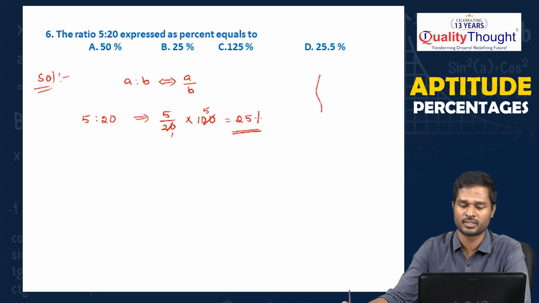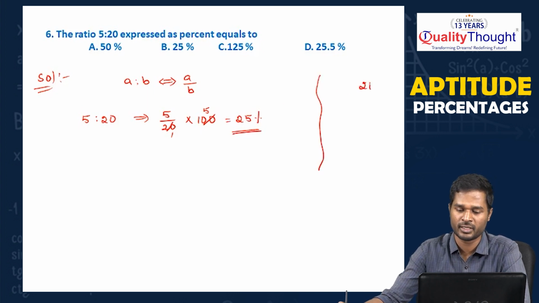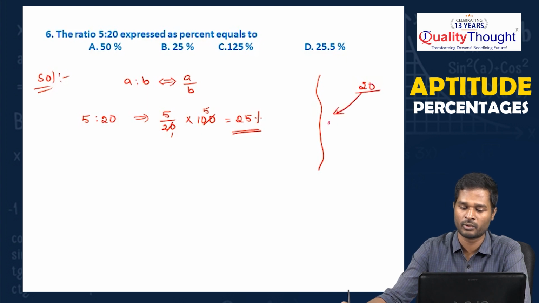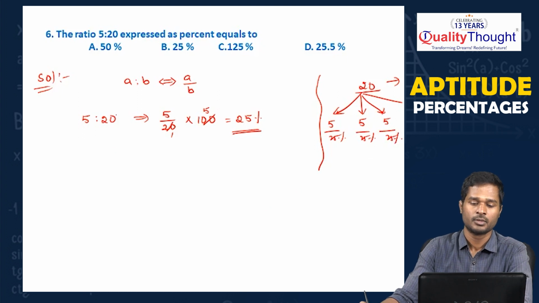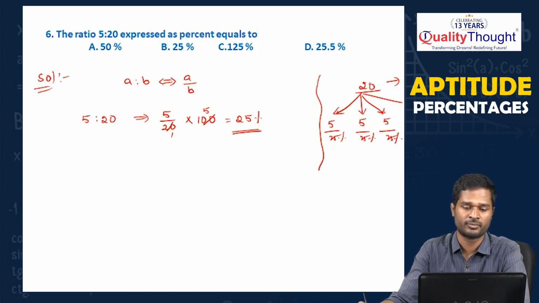That means what he has done here is the entire 20 he made into 4 equal parts: 5, 5, 5 and 5. If you consider 20 as 100 percentage, each 5 will be equal to 25 percentage, 25 percentage, 25 percentage and 25 percentage. That is how we will do it. Okay. So, 5 by 20 or 5:20 is expressed as 25 percentage in the percentage form.